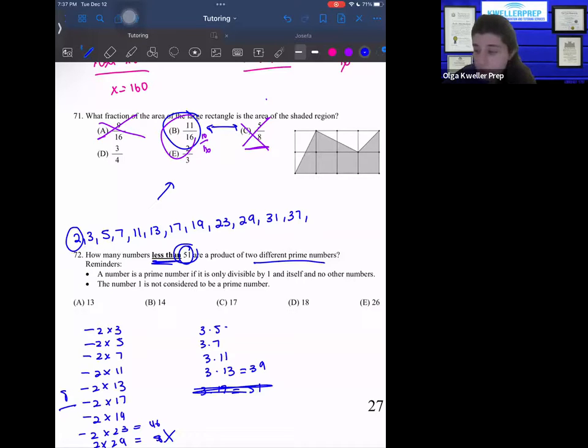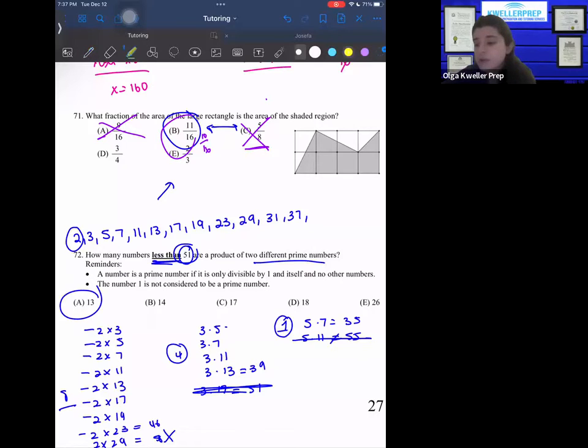The next one, we can try 5. We wouldn't multiply 5 by 2 because we already counted that. We wouldn't do 5 times 3 because we already counted that as well. So the next one we would do is 5 times 7, which is 35. And then the next one, 5 times 11, is already too big, so we don't care about that. And at this point, we're done because everything else is going to be larger. So we had 8 here, we have 4 here, and then we've got 1 here. So altogether, that adds up to 13.